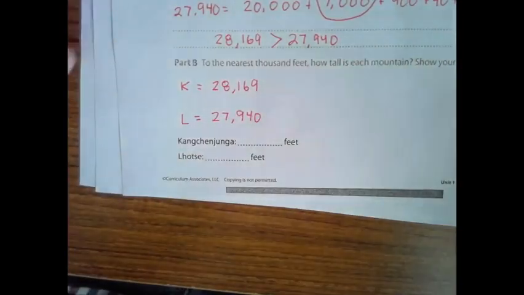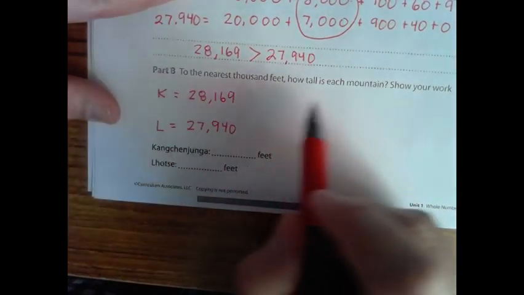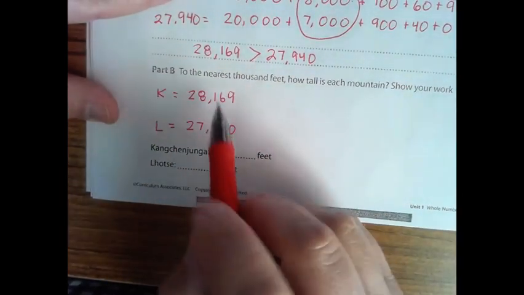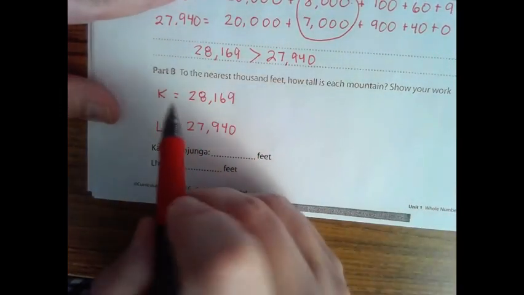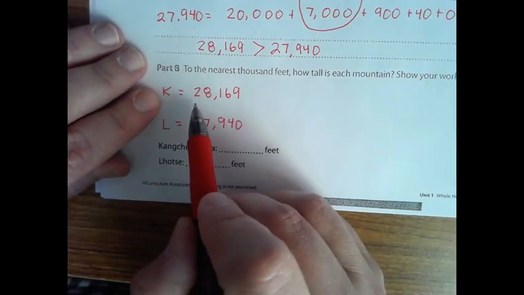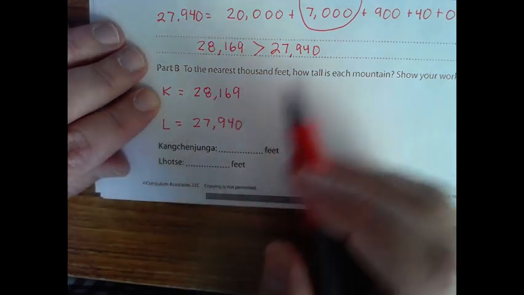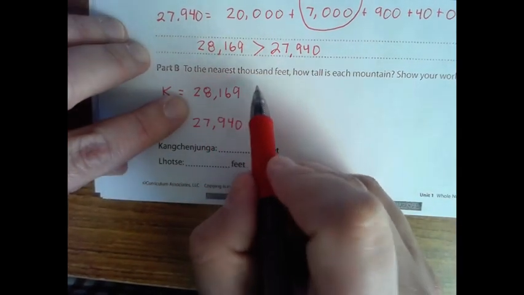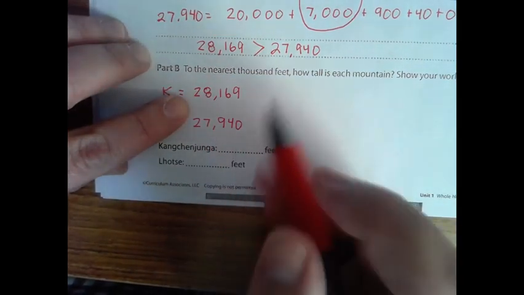All right. Lastly, part B. Let me zoom in here. They were asking you to round to the nearest thousand. How tall is each mountain? So again, I just put K to represent the Kangchenjunga and L for the Laos mountain. So I'm going to round this to the nearest thousand. Both numbers actually to the nearest thousand.